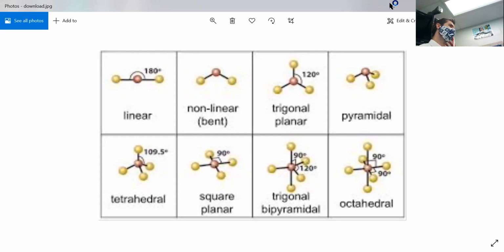There's some that are an exception, like when boron is in BH3, boron would only have three hydrogens bonded to it, so it would be flat. There's some exceptions to the rule. So this right here is going to be pyramidal.